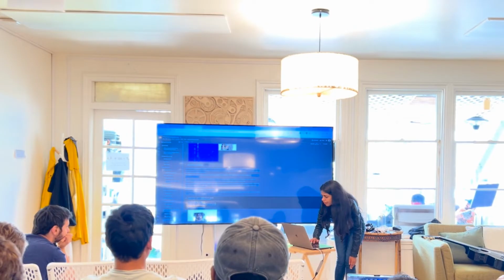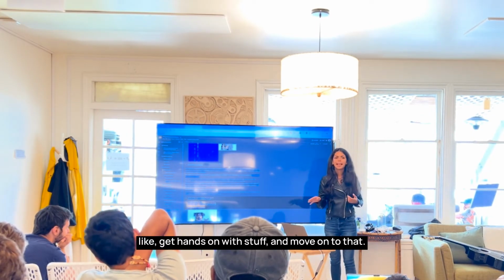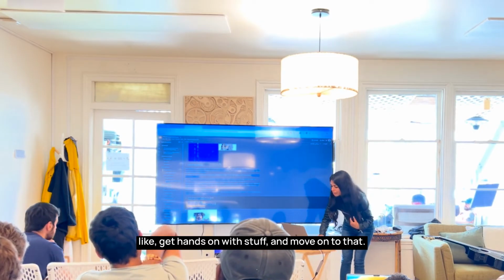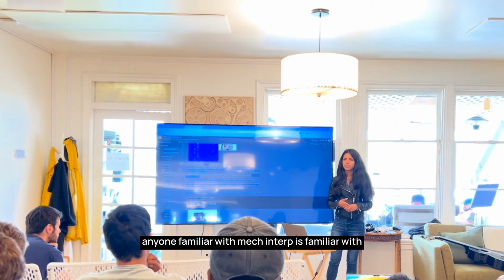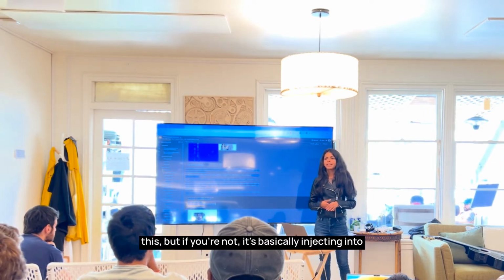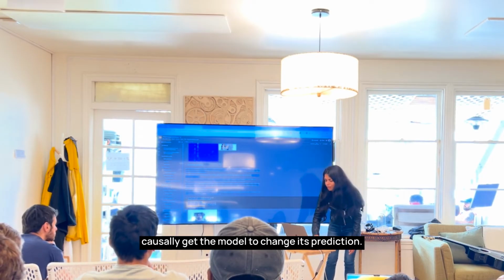Okay, so I'm going to give a really high-level overview because I want to get hands-on with stuff and move on to that. The last section is activation patching techniques. Anyone familiar with mechanistic interpretability is familiar with this, but if you're not, it's basically injecting corrected activations into the model to try to causally get the model to change its prediction.